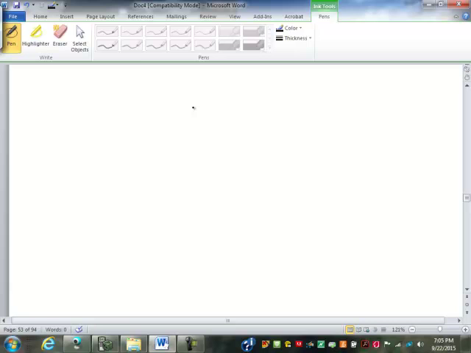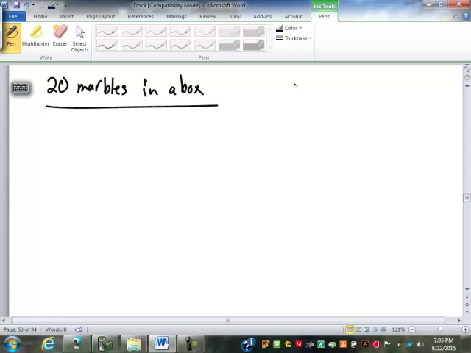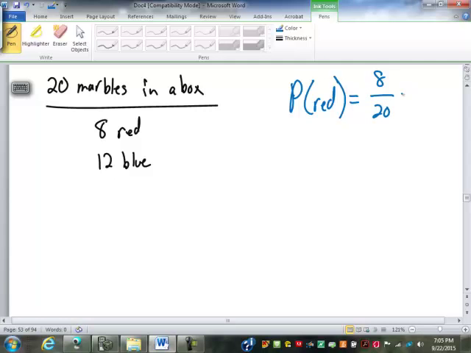Another example. Let's look at marbles in a box. Let's say we have 20 marbles in a box. Of those marbles, let's say that 8 are red and 12 are blue. What is the probability that we'll reach into that box and pull out a red marble? There's 20 marbles in the box and 8 of them are red. So that'd be 0.4. Or if you want to reduce that down, 2 out of 5.